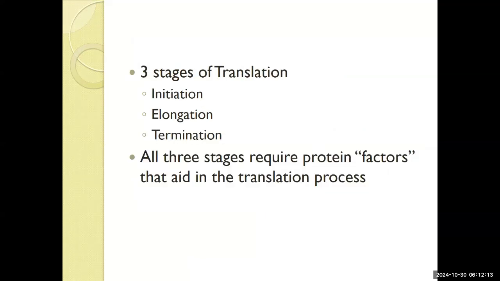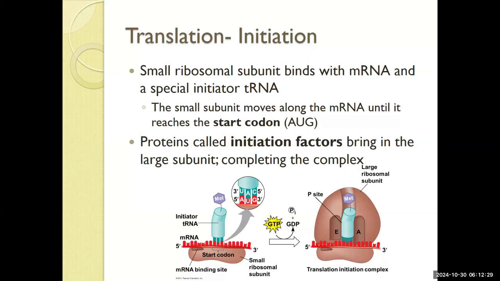The 3 stages of translation are very similar. There's an initiation phase, an elongation phase, and a termination phase. All 3 stages require protein factors that will aid in the process. Translation begins when the small ribosome subunit and its special initiating tRNA find a start codon, a special unique nucleotide sequence of AUG. Once they sandwich, additional proteins called initiation factors will help bring the large subunit to complete this complex.